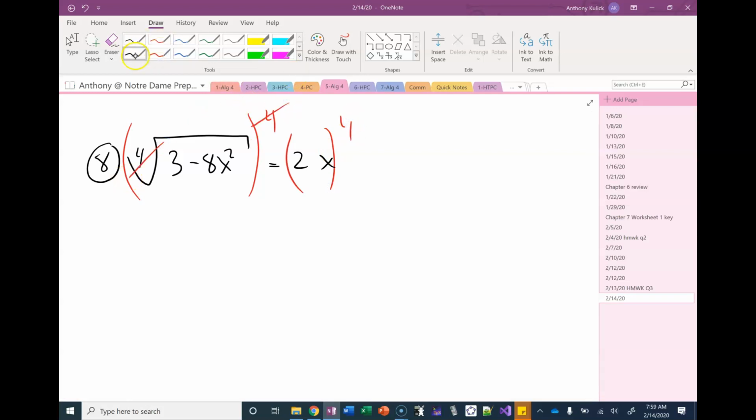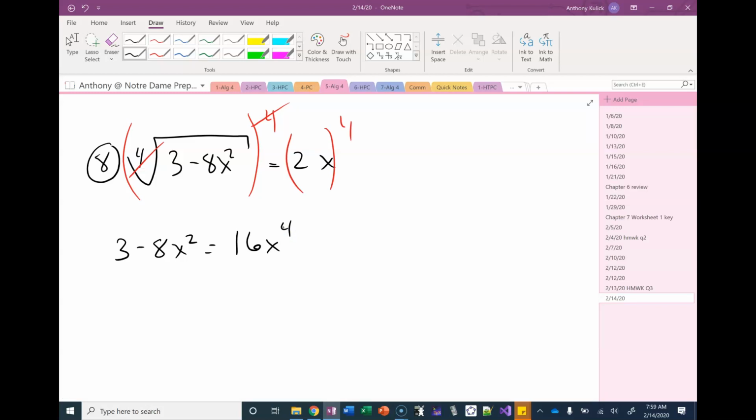So the fourth power cancels the fourth root, leaving me with just 3 minus 8x squared. And then 2x to the fourth is going to be 2 to the fourth times x to the fourth. So that's 16x to the fourth.